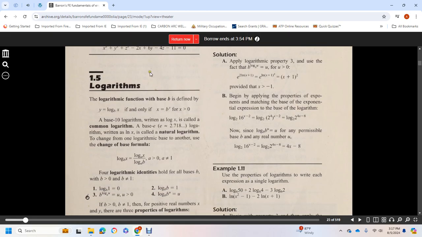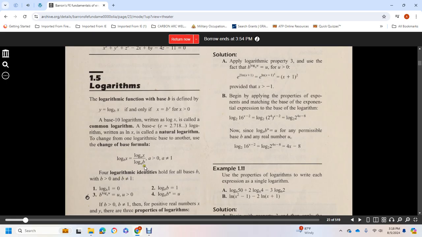A logarithmic function with base b is defined as y equals log base b of x if and only if x equals b to the y, for x greater than 0. A base 10 logarithm, written as log x, is called the common logarithm. A base e logarithm, written as ln x, is called the natural logarithm. To change one logarithmic base to another, use the change of base formula: log base b of x equals log base a of x over log base a of b, where a is greater than 0 and a is not equal to 1.